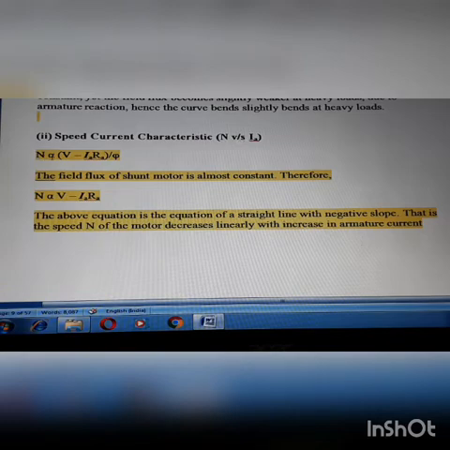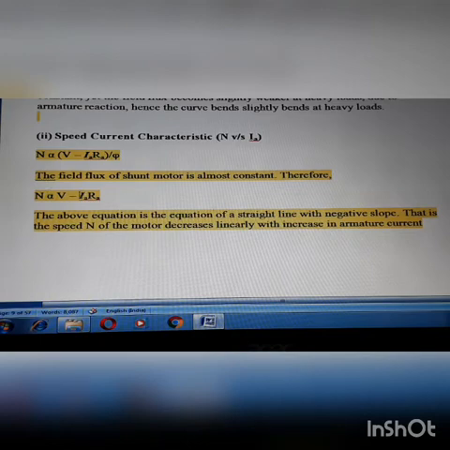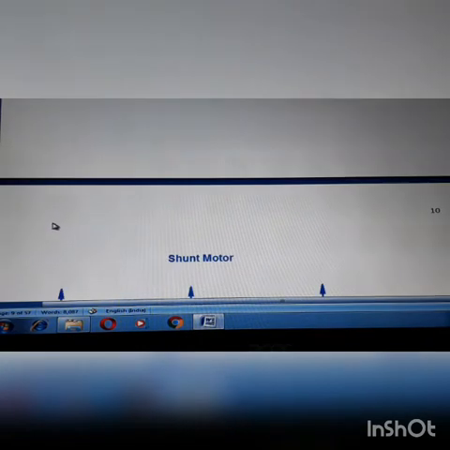As we all know, the speed equation of DC shunt motors is given by N directly proportional to V minus Ia Ra upon phi. As I have already told you, in case of DC shunt motors your flux remains constant. Therefore, the above equation can be written as N directly proportional to V minus Ia Ra. So this equation gives a straight line with negative slope. That is, the speed N of the motor decreases linearly with increase in armature current. As we increase this armature current, the speed gets decreased, so we get a negative slope.